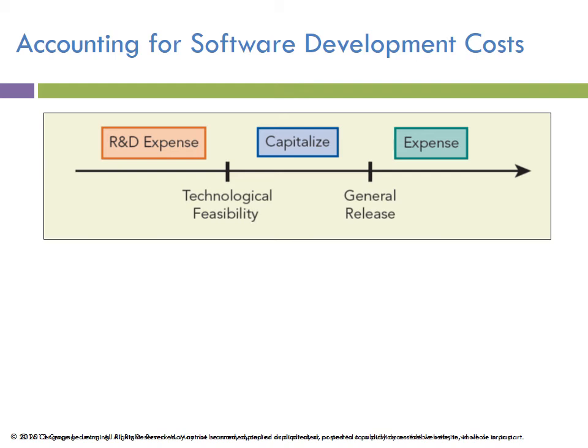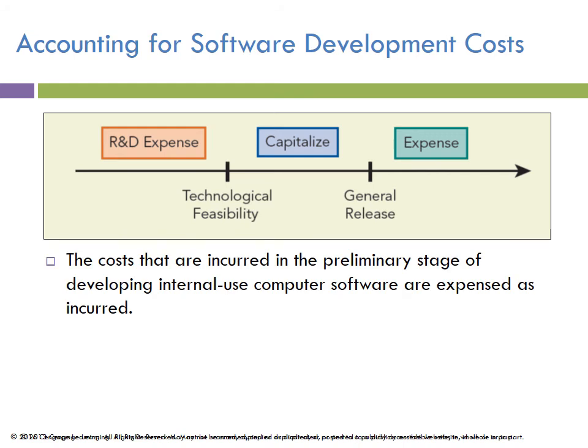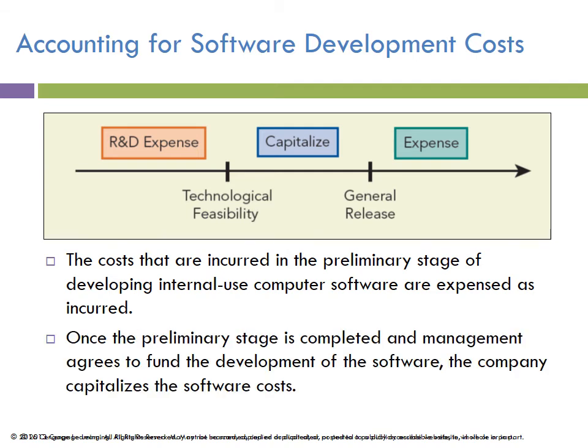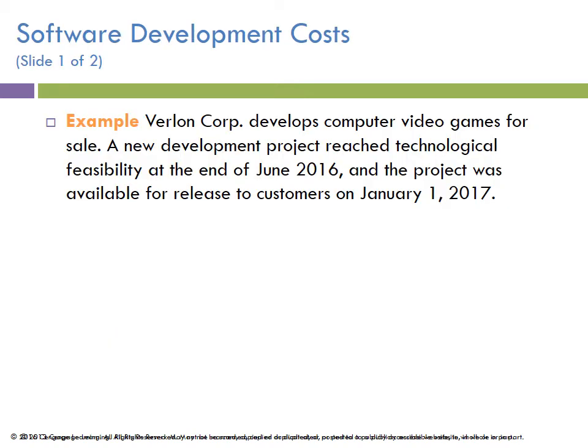So there's a little flow chart there. Technological feasibility is the key date. Any expenditures are expensed up to that point. After that, they can be capitalized until general release, and then they're expensed again. The costs incurred in the preliminary stage of developing internal use computer software are expensed as incurred. Once that preliminary stage is completed and management agrees to fund the development of the software, the company capitalizes the software costs. Here's an example.